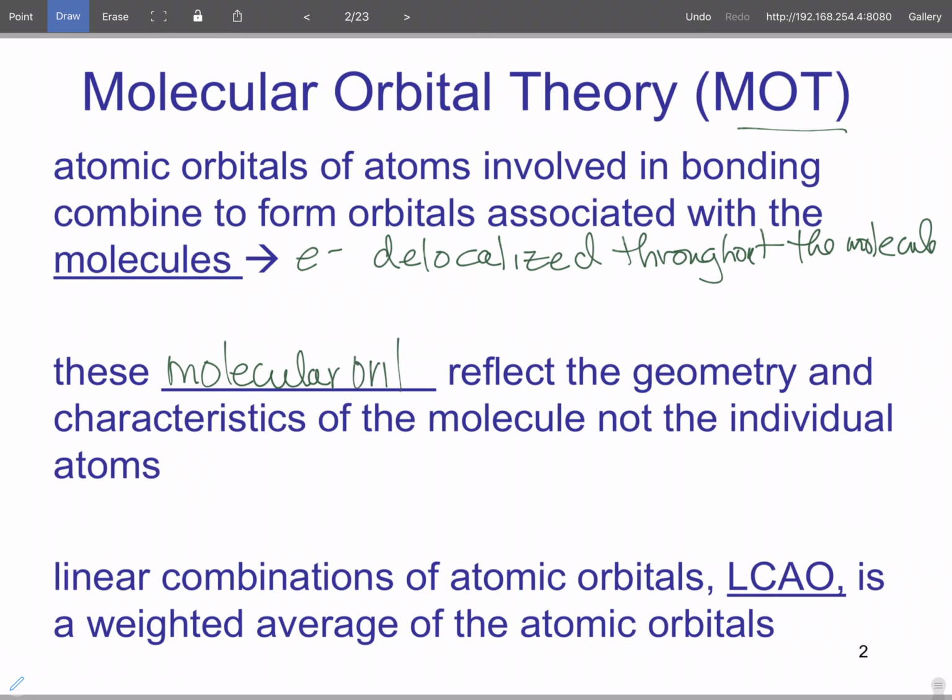Okay, so these molecular orbitals reflect the geometry and characteristics of the molecule, not the individual atoms. So these don't look anything like the individual atoms. And what we get is linear combinations of atomic orbitals, LCAOs, that are a weighted average of the atomic orbitals as we solve them through the system. Okay?